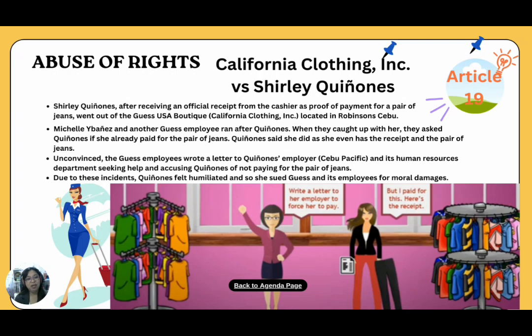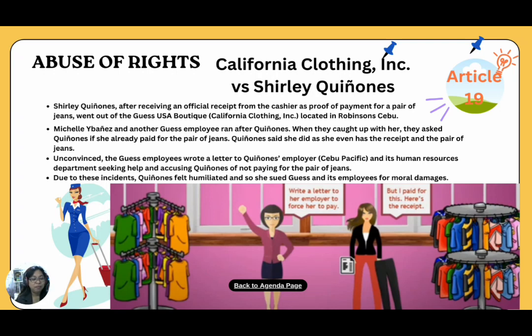And during, yung pumunta siya ng Cebu, sa Robinson Cebu, she visited the Guess USA boutique and purchased a pair of jeans. Alala nyo na, no? Bumili siya. And then she paid the said pair of jeans sa cashier.